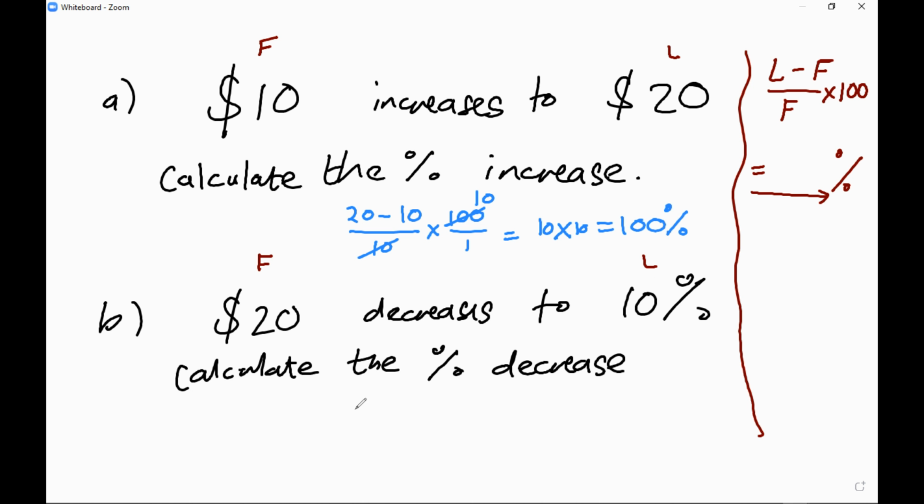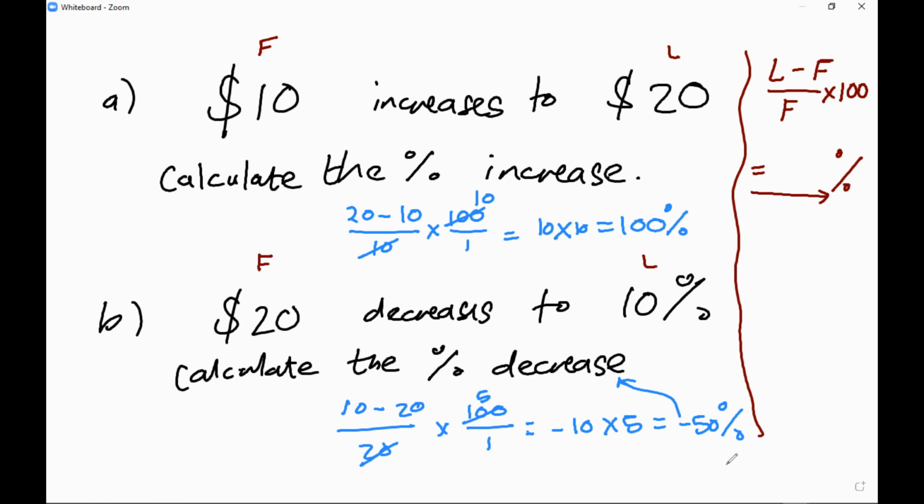The last value here is 10 now. The first value is 20. Divide by 20, which is the first value. Then multiply it by 100. $20 goes into 100 five times. So this will equal, now 10 minus 20 is negative 10. Negative 10 times 5 would give you negative 50%. And the negative means that it's a decrease. So this is a decrease of 50%.